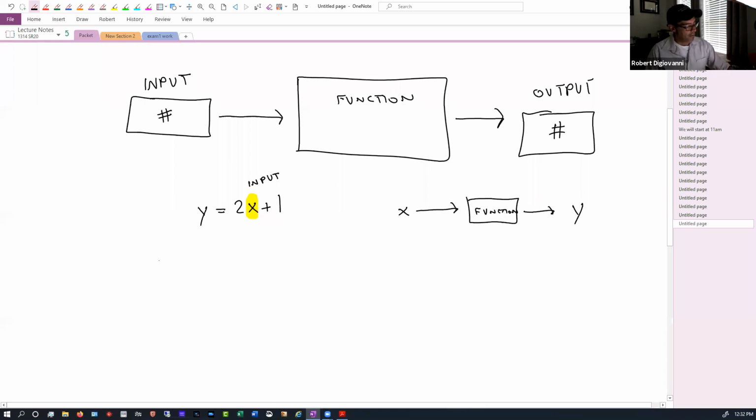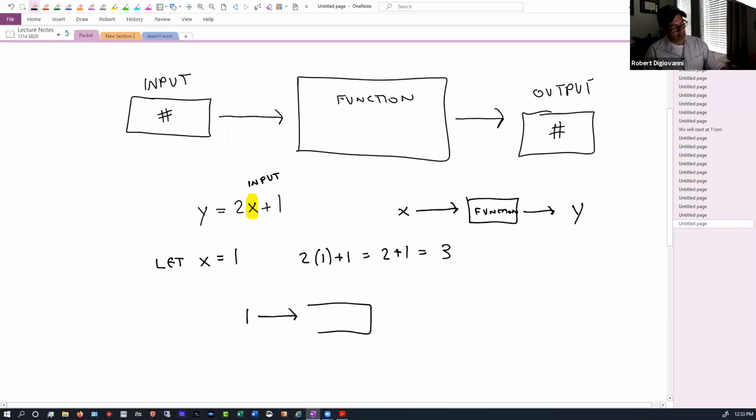So for example, if I let x be, let's say 1, I take that 1 and plug it into the machine, so it becomes 2 times 1 plus 1, and that's going to just be 2 plus 1, and that gives you 3. So at the end of the day, 1 went in, went through the machine, and it spit out the other side 3. And we could do this for all sorts of different values of x.